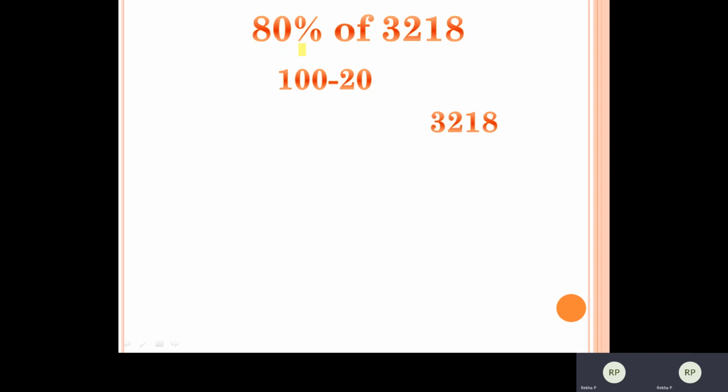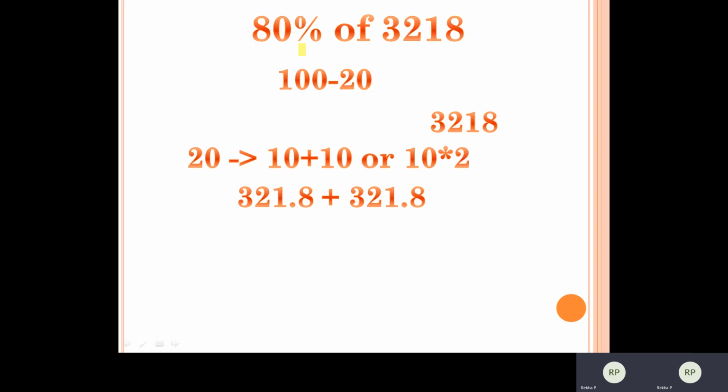So 100%, it is 3218, the whole number. And 20, you can write it as 10 plus 10 or 10 into 2, whichever way you want. So 10%, we know how to find it out, 321.8. Just put one decimal point. So I am going with 10 plus 10. Okay, for 20%, I found 321.8 plus 321.8, and I got 643.6. Okay.